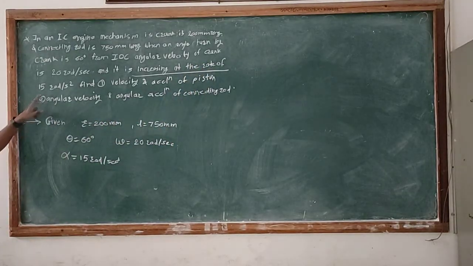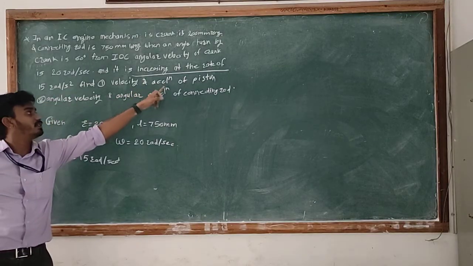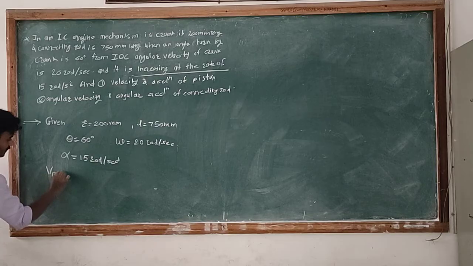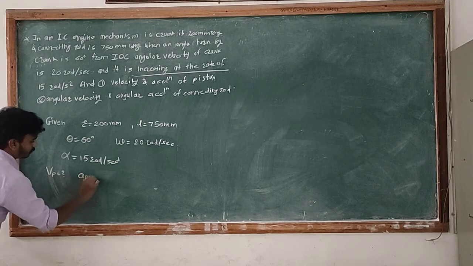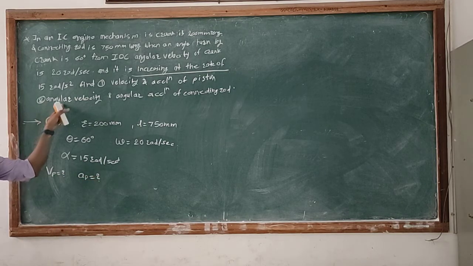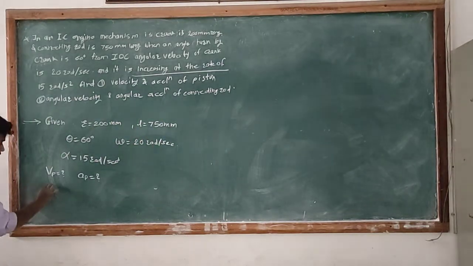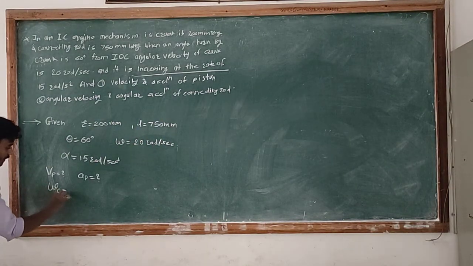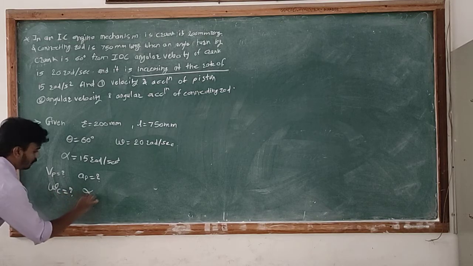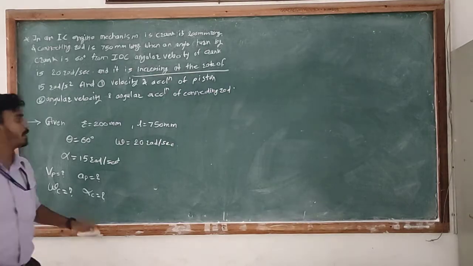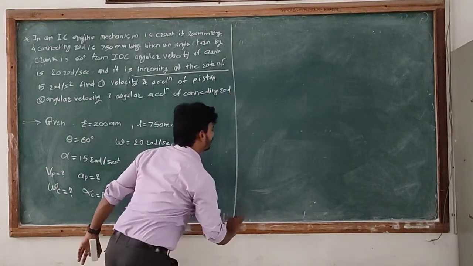They ask for the velocity and acceleration of the piston. That means velocity of the piston and acceleration of the piston, and second, they ask for the angular velocity omega and angular acceleration alpha of the connecting rod. These four things we have to find out. Okay, so we will start.